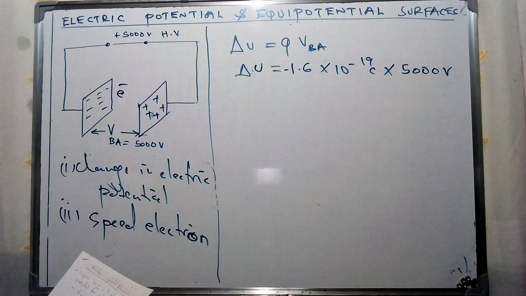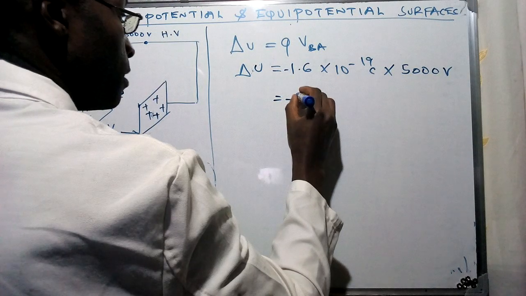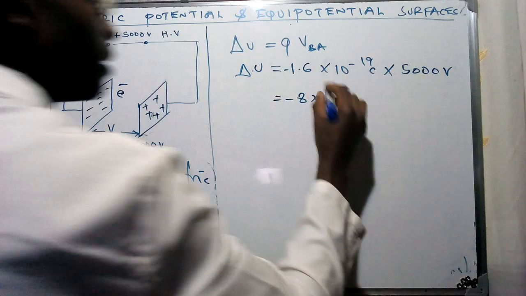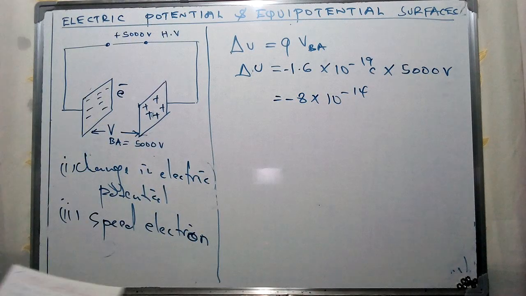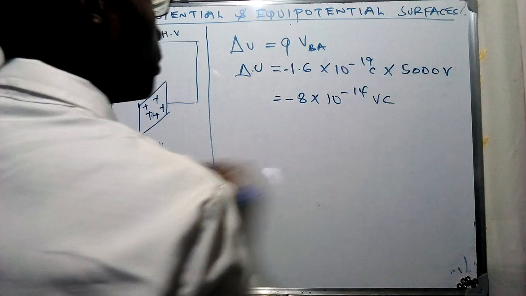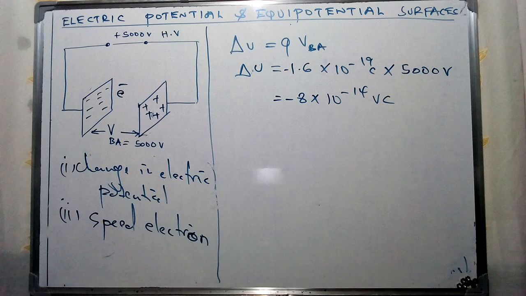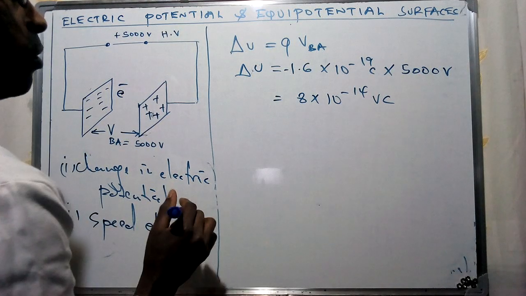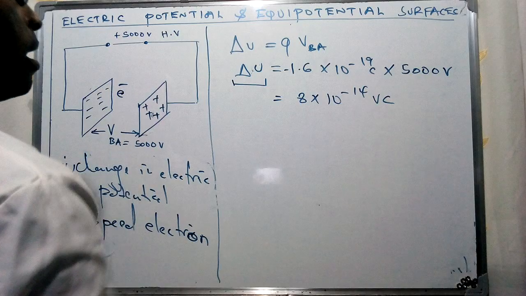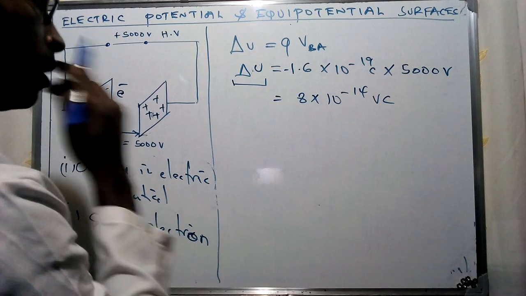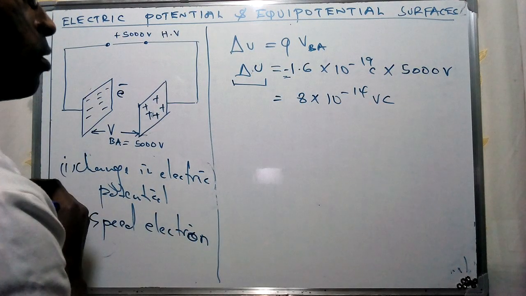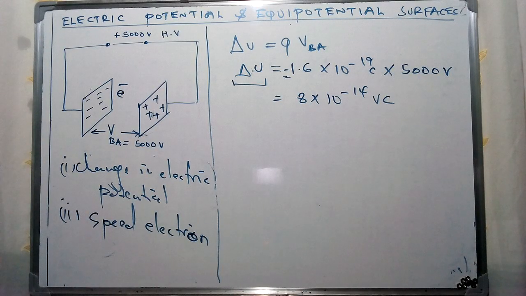So this is going to give us a value of negative 8 times 10 negative 14 volts. But I'm going to do away with this negative sign because the change in potential is a magnitude, and the sign was given due to the charge of this specific electron, which I had said is negatively charged. So that's how we find this change in potential, and then we're required to find the speed of this specific electron.